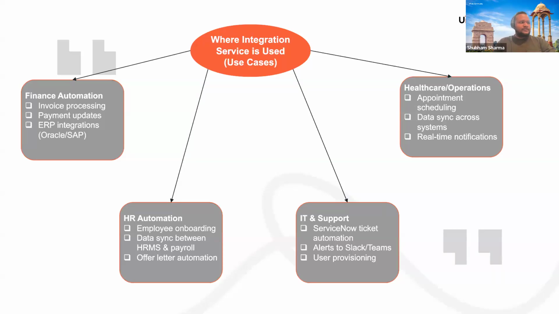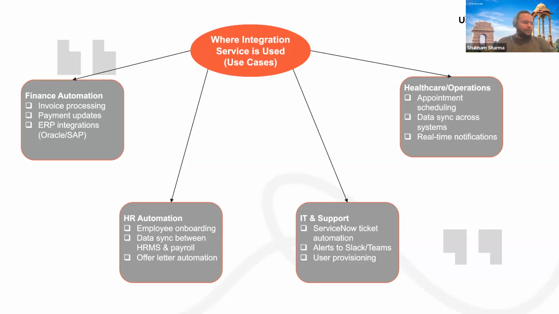So those are the kinds of things we can use in Integration Service. Let's say in finance automation, if an invoice is created in Oracle, we can trigger the event and have our process run on that. In HR automation, we can log into the HR system, whatever system we are using for HR. That application integrates with UiPath, and we can build a connector around it.